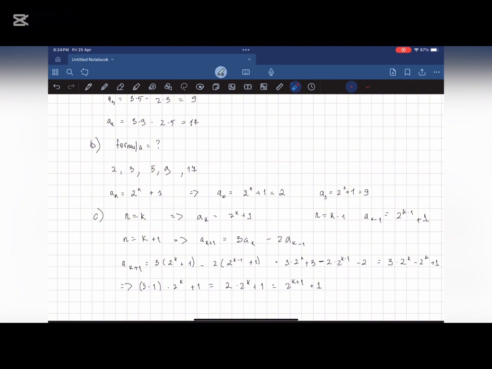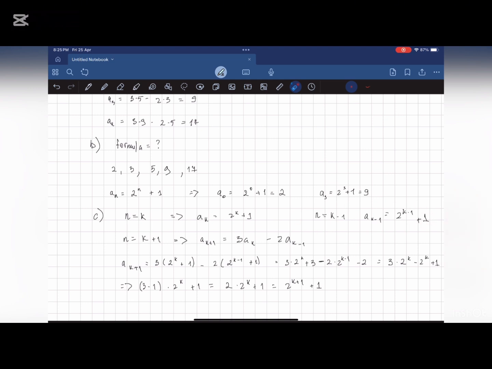So in part C, we should verify that this formula is correct. To verify it, we use mathematical induction. We imagine that n equals k, and the formula is n in power of k plus 1. And then we suggest that n equals k plus 1, and k plus 1 equals 3 multiplying by the k term minus 2 multiplying by the k minus 1 term.